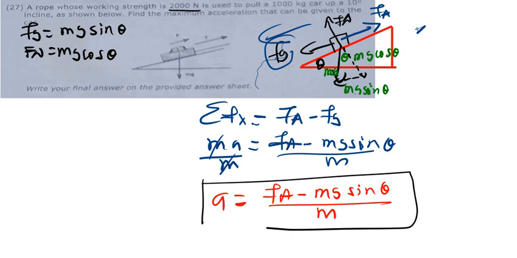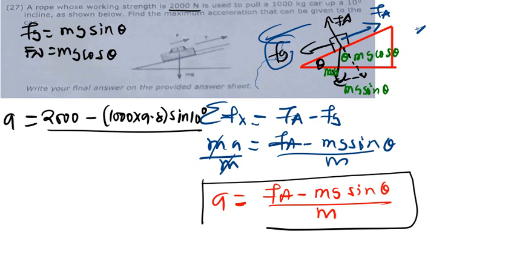So the question is, what is the acceleration? You use the same formula. Acceleration will be equal to the applied force, 2000, minus mg. What is mg? The m which we have is 1000, times 9.8, sine 10 degrees. Those having calculators, you can help me. Then we divide again here by 1000. So what you can do is say 1000 times 9.8.